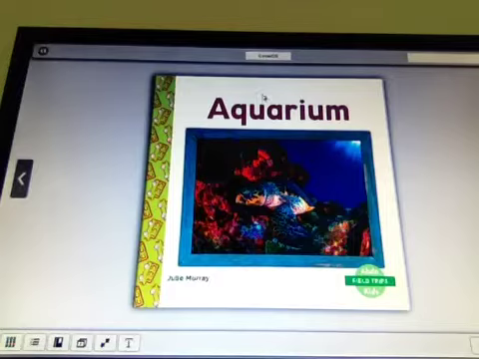So the word aquarium is the title, and I see a picture. This looks more like a photograph. Doesn't really look like an aquarium to me, but I see an animal, a turtle, a sea turtle that lives in the ocean. And then around it is something really colorful. I wonder if the book will tell us about this colorful rock-like thing that we have here. So this is written by Julie Murray. Let's get started.